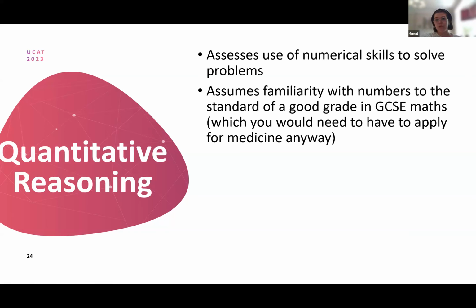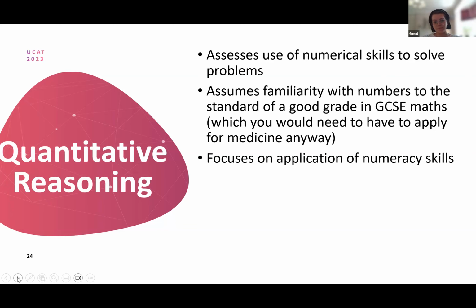This is from the UCAT website, they assume familiarity with numbers to the standard of a good grade at GCSE. So to get into medicine, you'll need to be an A or an A star in GCSE maths anyway. So they assume that you've got that, and that's the standard they're going off. You won't be asked to do anything that difficult. It pretty much is just addition, subtraction, multiplication, division, and then reading off graphs and things, that kind of stuff. Probability, percentages as well.